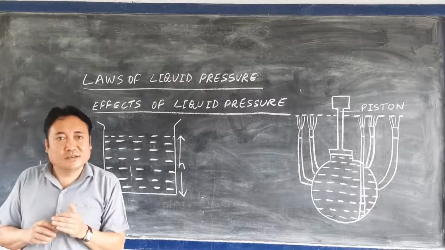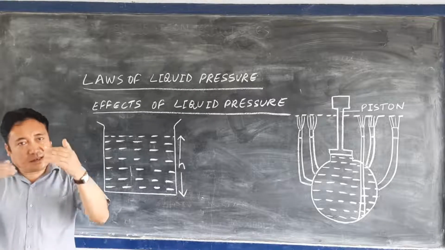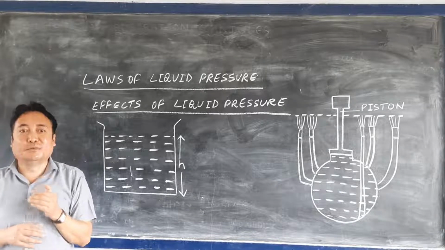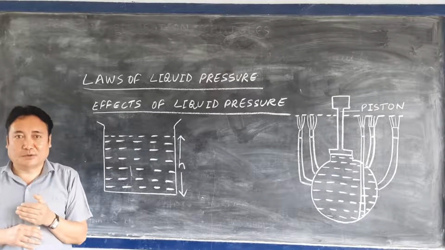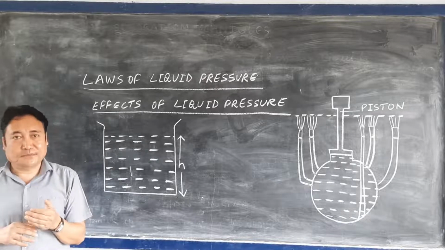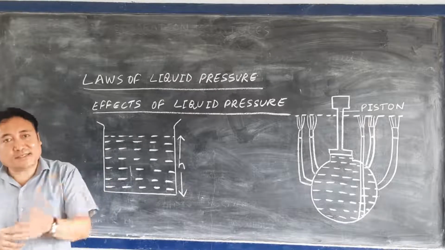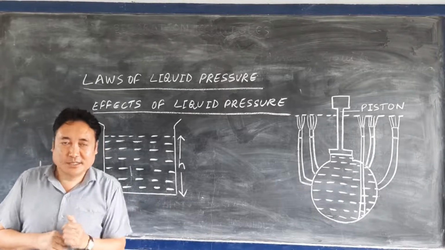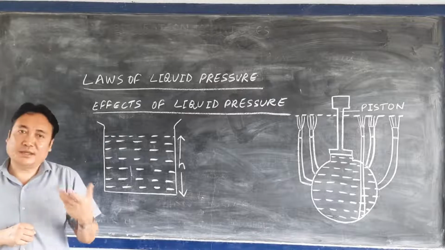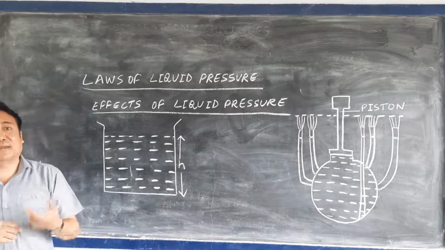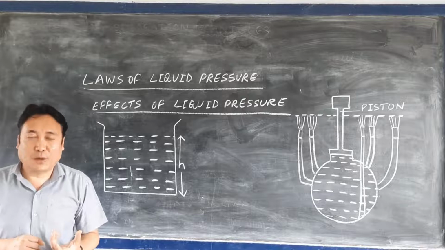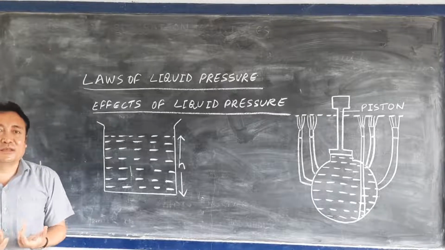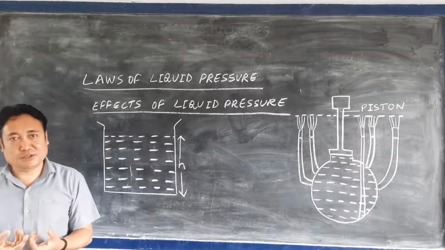Now when the thickness increases, at the greater depth the pressure exerted by the water will be more. So in order to withstand that greater pressure exerted by the water, the base of the dam should be made thicker. This is the reason why the base of the dam is made thicker as well as wider, in order to withstand the enormous pressure exerted.